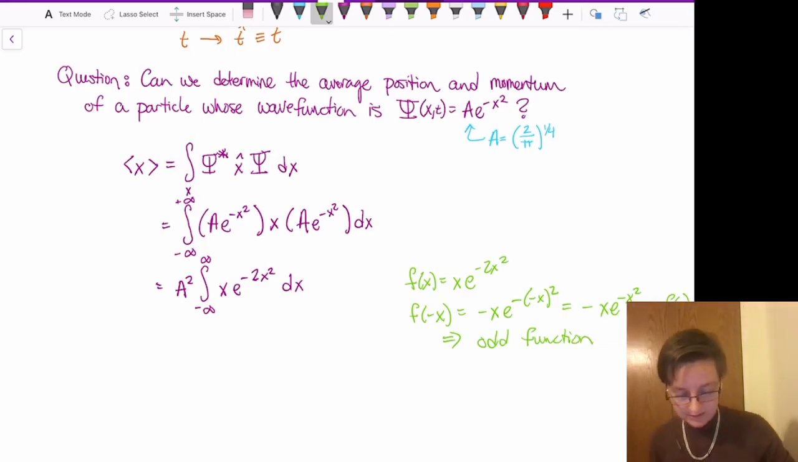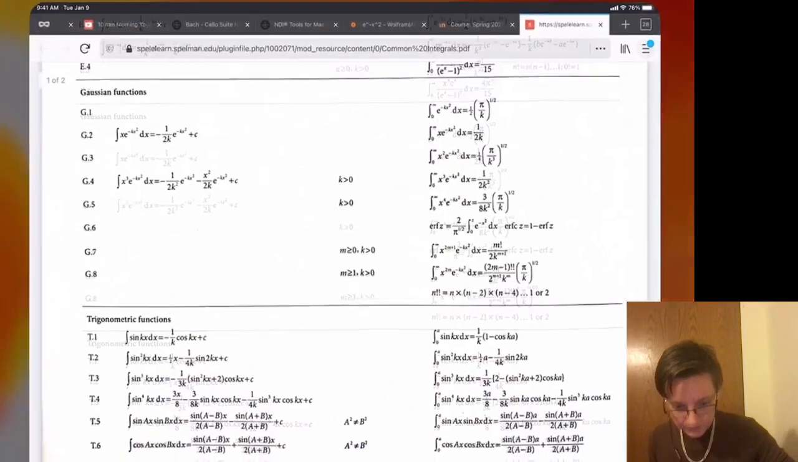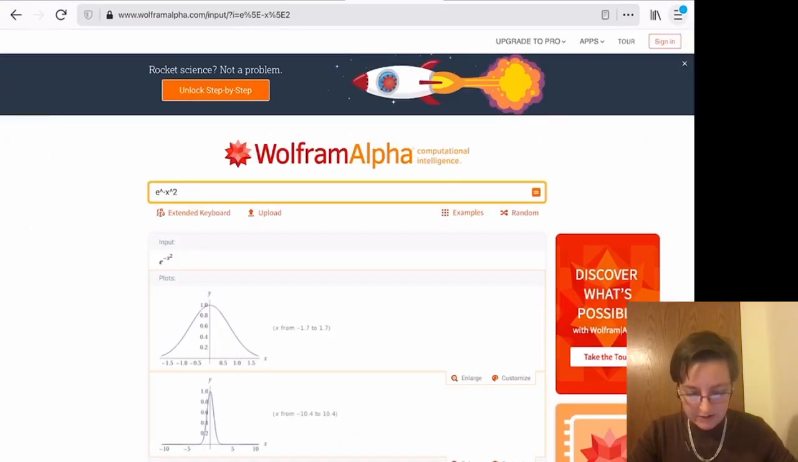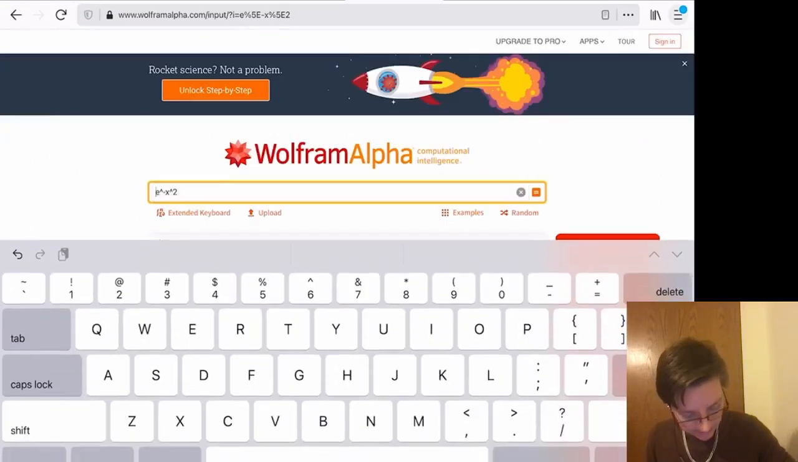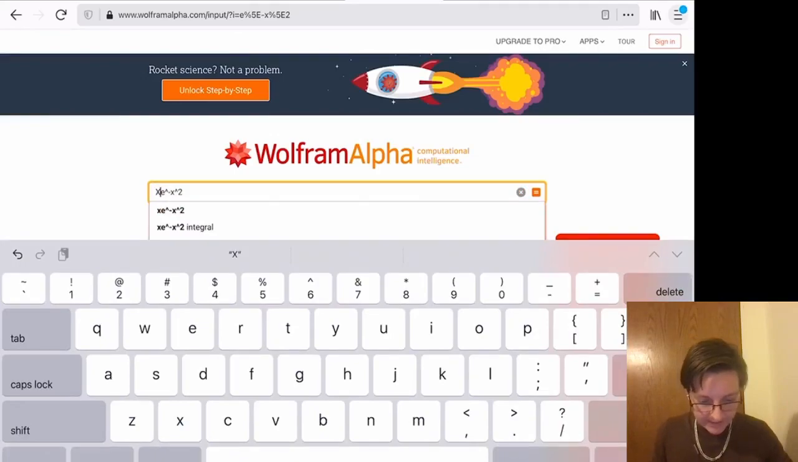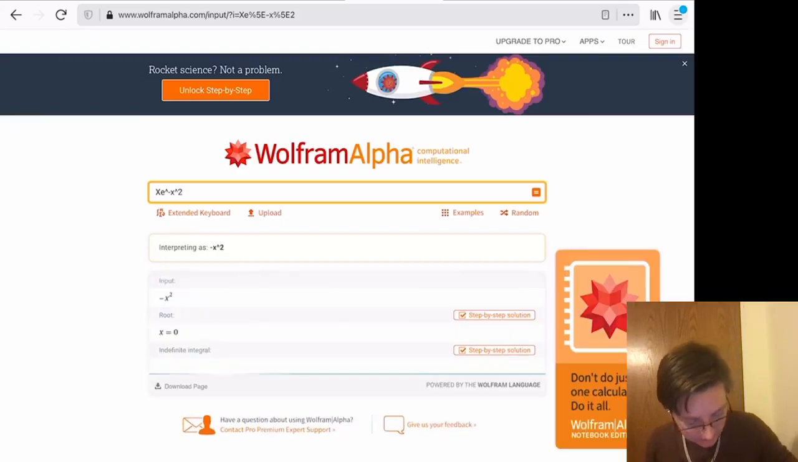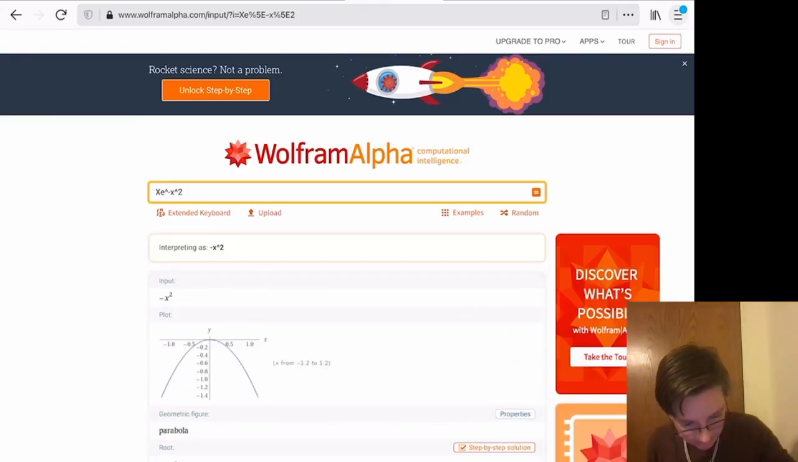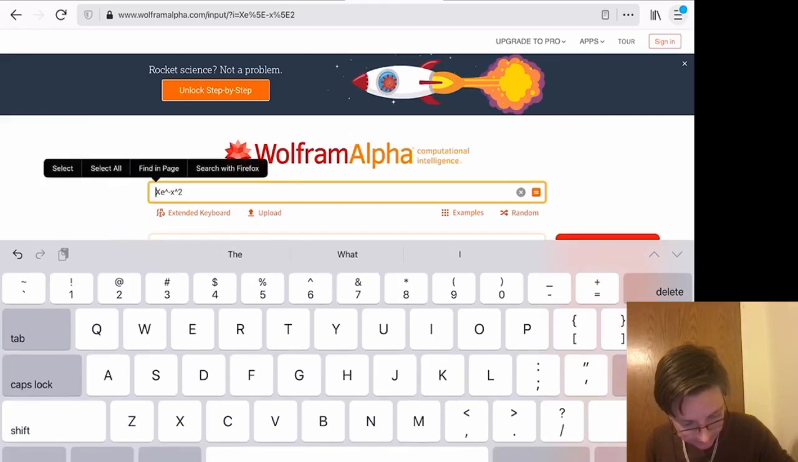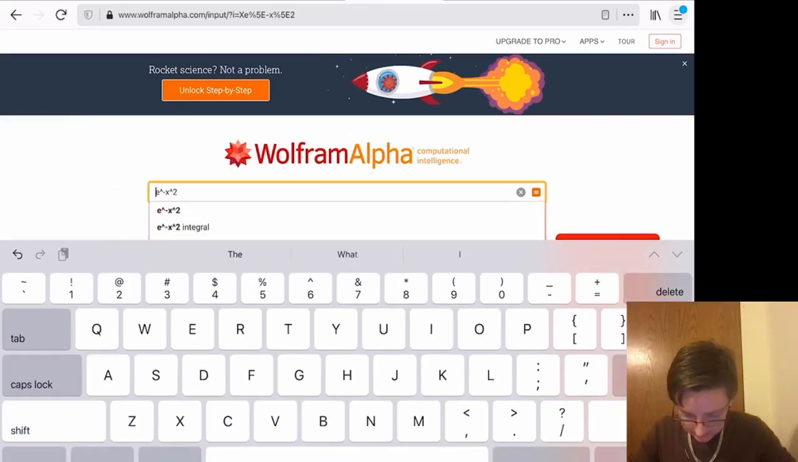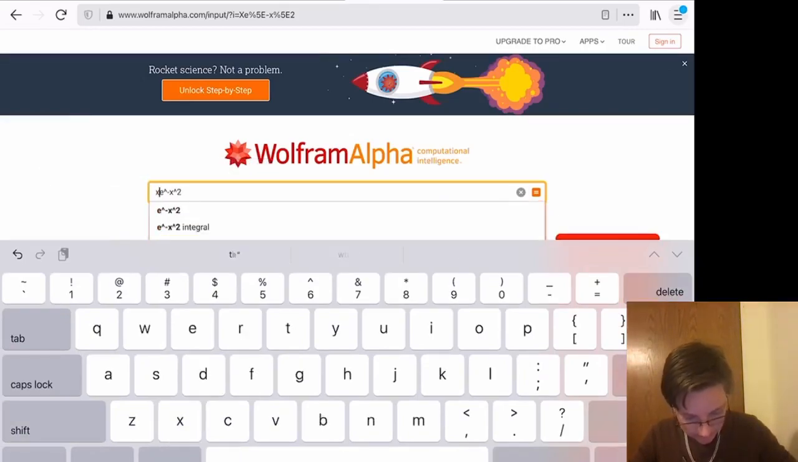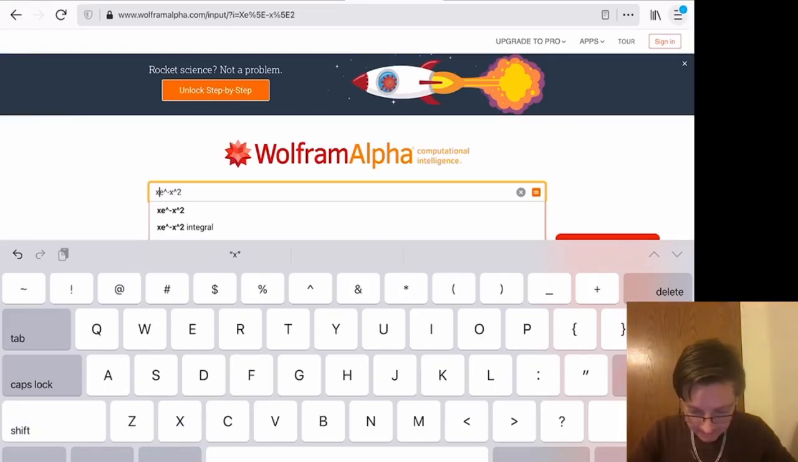And let's go ahead, just for fun, and use Wolfram Alpha to verify that for ourselves. So now, instead of doing e to the negative x squared, let's go ahead and do x e to the x times negative x squared. Nope. All right. Wolfram Alpha is clever, but not so clever that I can avoid putting in some parentheses.